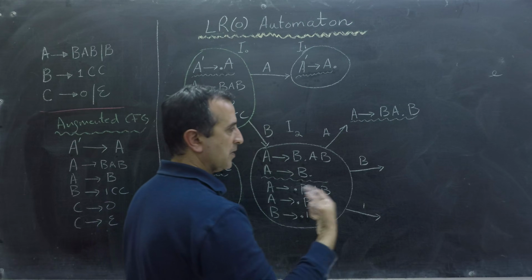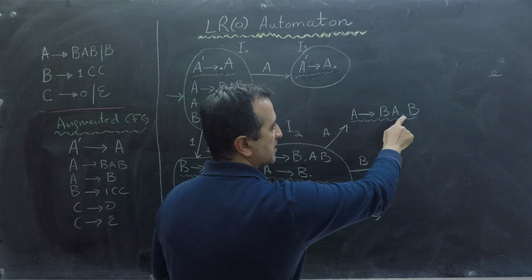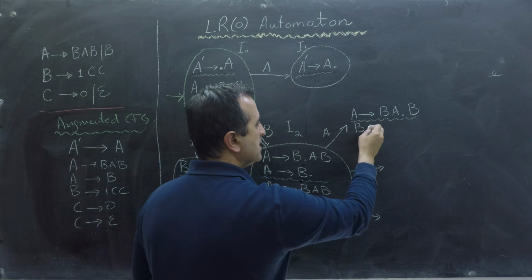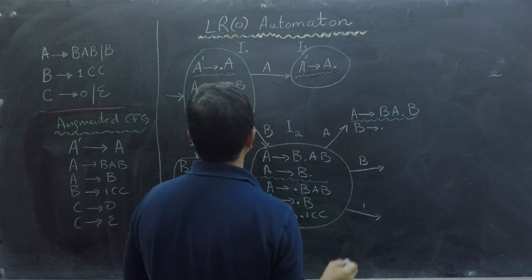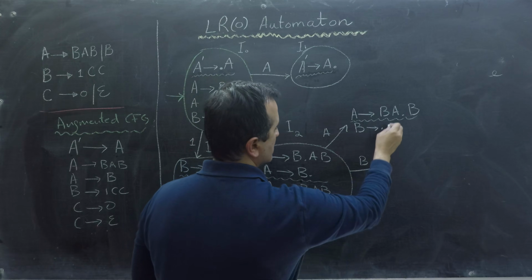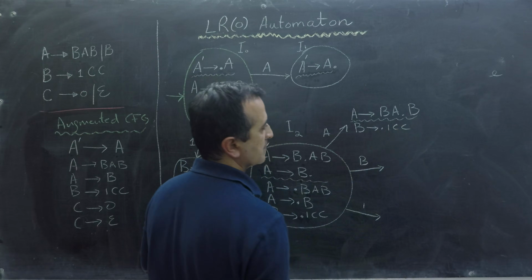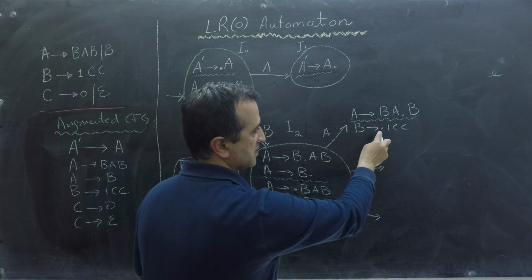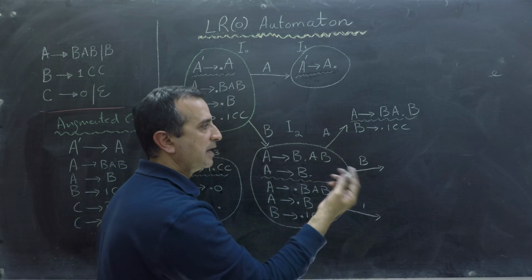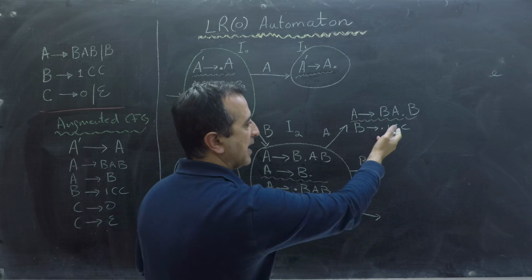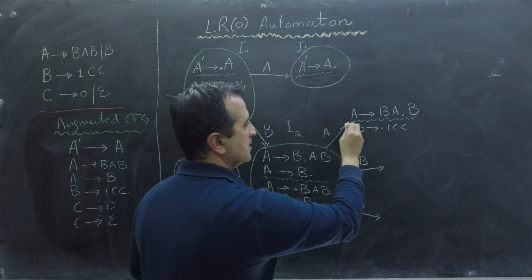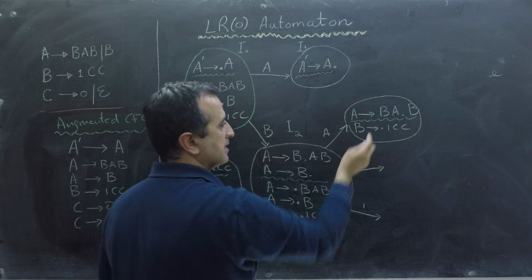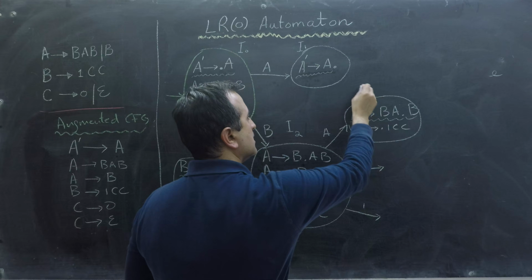And now I will apply the closure rule: my dot is before B, so I have to add all the productions of B here. So B goes to dot 1CC, and that's it. Because dot is before 1, which is a terminal, I can't add any more items here using the closure rule. So let's mark this state as I4.